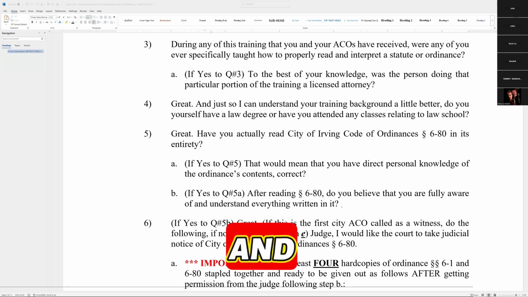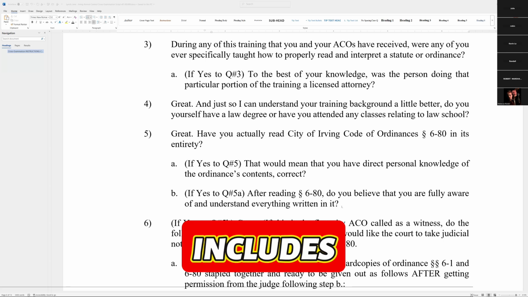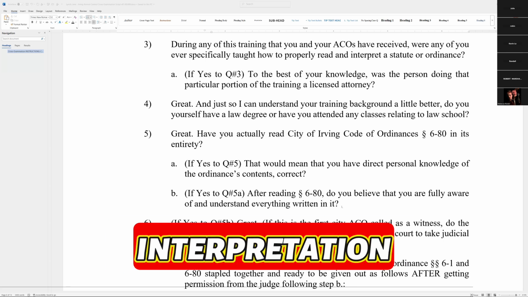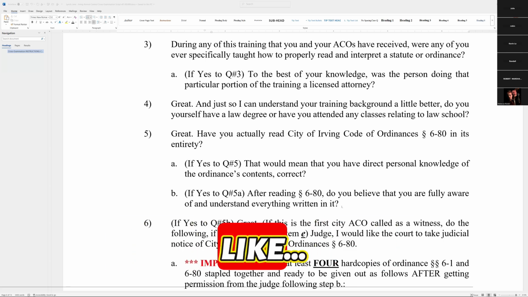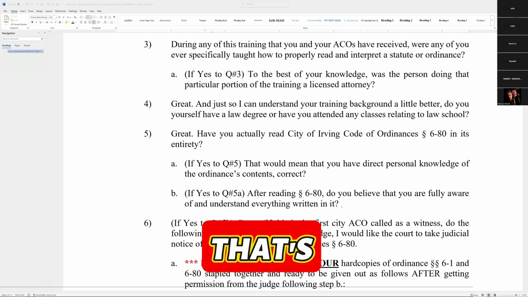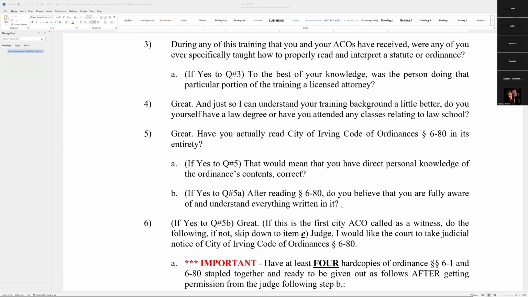None of their training includes any kind of legal interpretation of the statute. Well, again, you've got to get them to testify to that on the stand, Jane. You don't get to presume anything. That's why we ask these questions. We want to set them up for failure by getting them to admit that they read the statute, they think they understand it, but that they really don't.